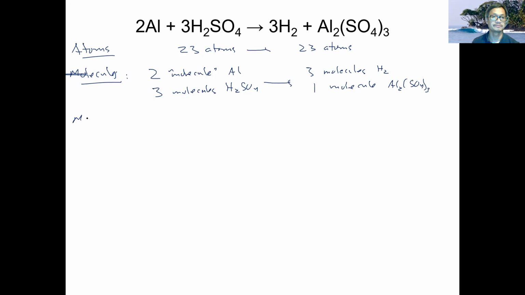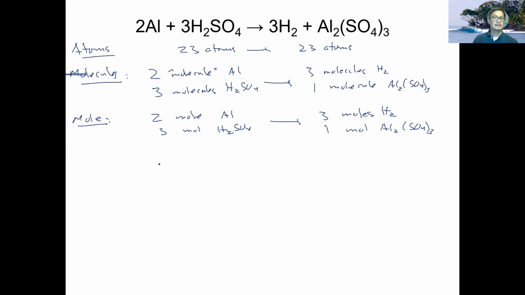At the molar level, counting moles, we'll have then 2 moles of aluminum, 3 moles of sulfuric acid, to produce 3 moles of hydrogen and 1 mole of aluminum sulfate. Okay, all right. So from here then, let's go ahead and get the masses together.